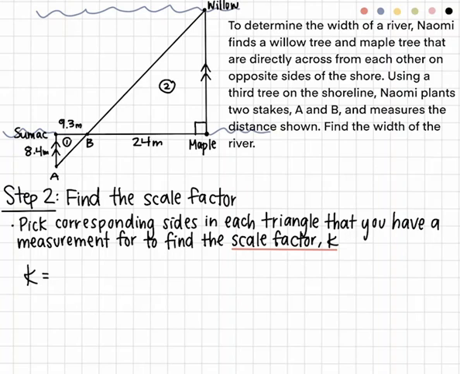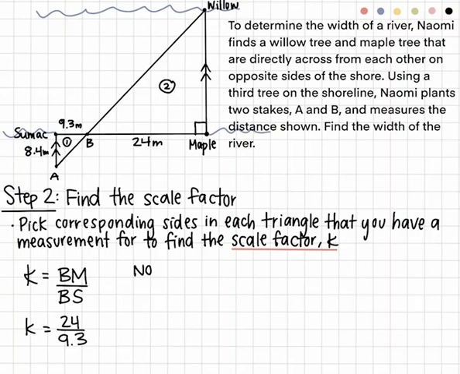So if I look at triangle 2, I see that I have side length BM, right? I see I have a 24 there. Okay? And then if I look at my triangle 1, my smaller triangle, the corresponding side there would be side BS. Okay? So K is going to be equal to 24 over 9.3. This is my scale factor.